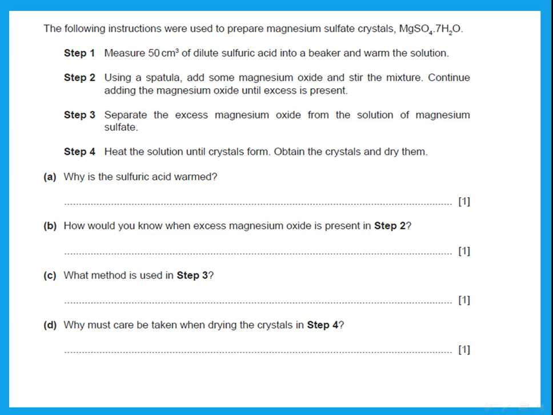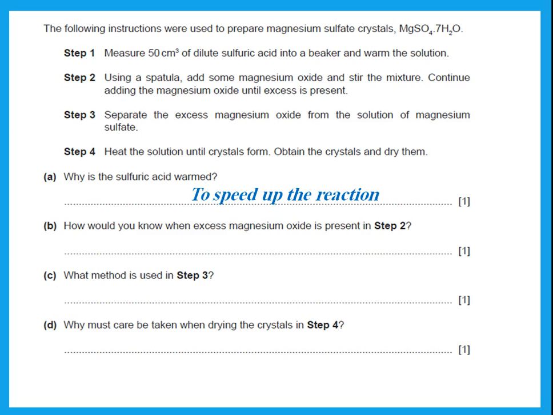Okay, the following instructions were used to prepare magnesium sulfate crystals. So he's trying to make magnesium sulfate 7 water. That means he wants hydrated salt with water of crystallization. He says measure 50 centimeter cubed of dilute sulfuric acid into a beaker and warm the solution. And then the first question says, why is the sulfuric acid warmed? Why do you think he's warming the solution? When we heat any solution that we're reacting, this is to speed up the reaction, to make the reaction faster.